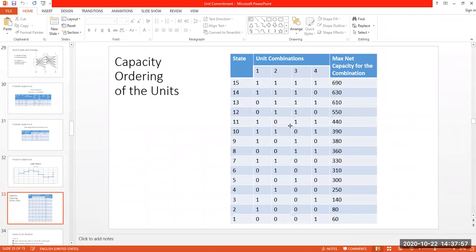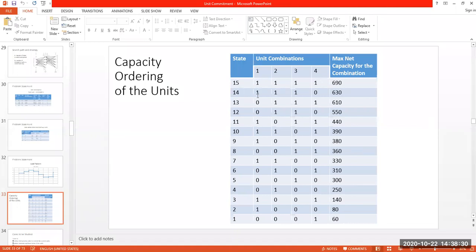Then we prepared a capacity ordering unit. We said that before preparing the capacity ordering, it is better to prepare the binary combination. So you prepare the table according to the binary combination, and you calculate the maximum output for each combination. Then you rearrange the ordering and number the states according to the highest capacity down to the lowest capacity, in descending order.